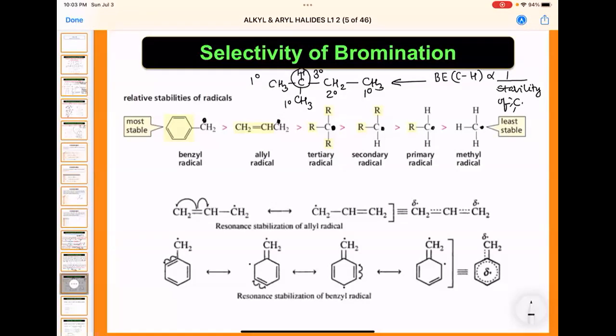Now, students, tell me, what makes a carbon radical stable? What are the factors which can make a carbon radical very stable? Suppose this is a benzylic radical, this is an allylic radical. Why are they leading the stability order? Tell me.